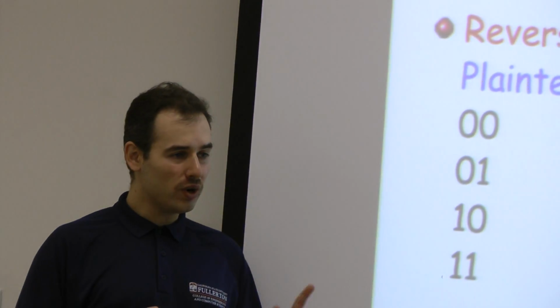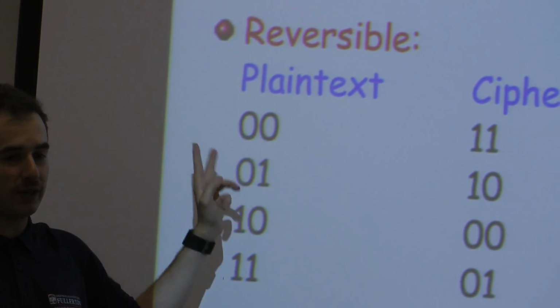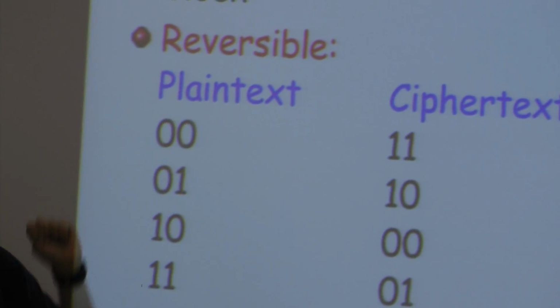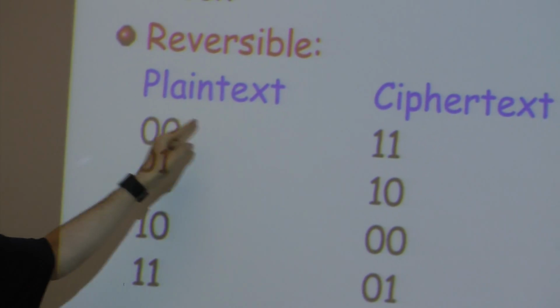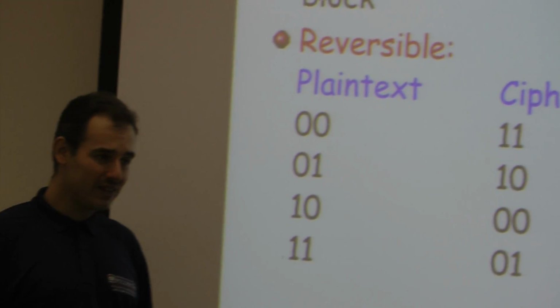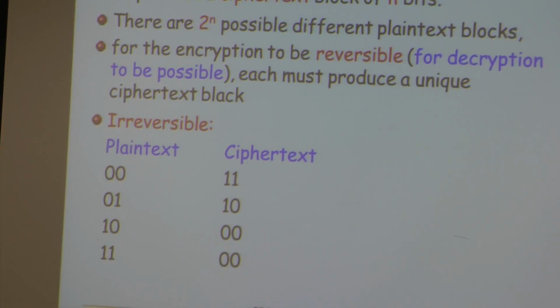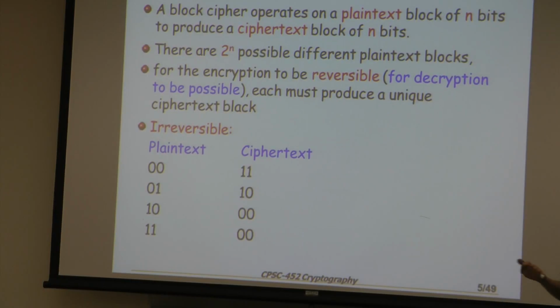Now, in order for this to be reversible, so I can go back from ciphertext to plaintext, which we call decryption, I need the mapping between those blocks to be 1-to-1. Why is that important? Let's say that my mapping is not 1-to-1. Let's say that 10 and 11 both result in a ciphertext output of 00.